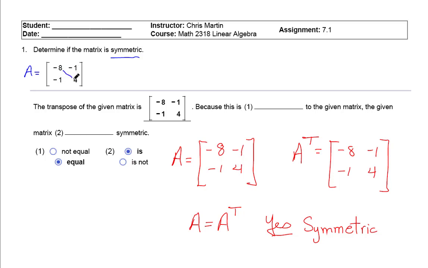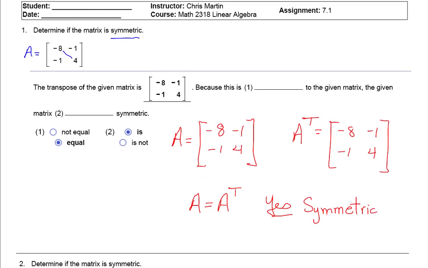So it is symmetric. Now formally, here's matrix A, and now form A transpose. When you form A transpose, you see that the matrices are exactly the same. So that's our formal definition of symmetric: if A equals A transpose, then the matrix is symmetric.